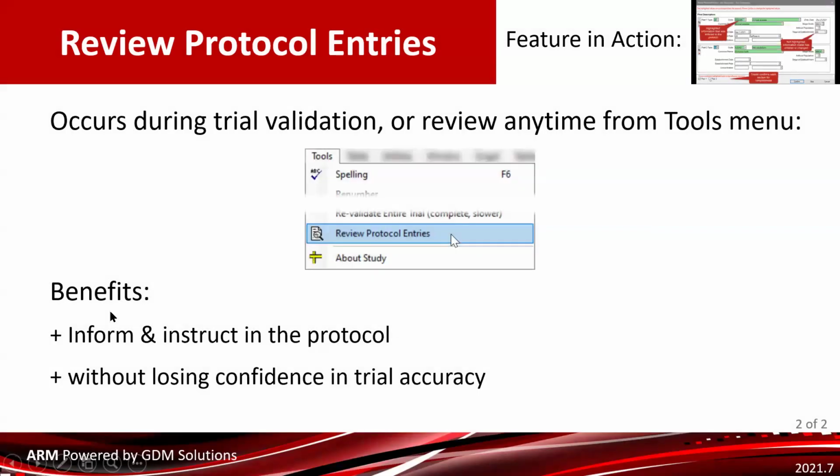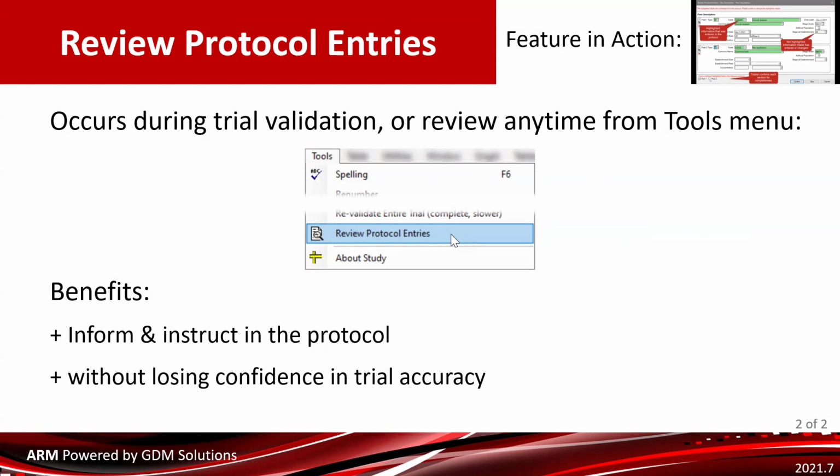So this happens in trial validation. It's not something you need to turn on or can turn off. It is just part of ARM's validation that occurs. There's also a specific menu command if you want to perform that review at any point in time, so you can do that separately as well.